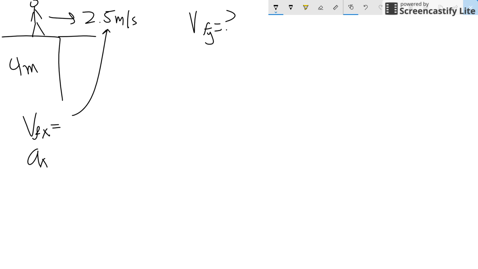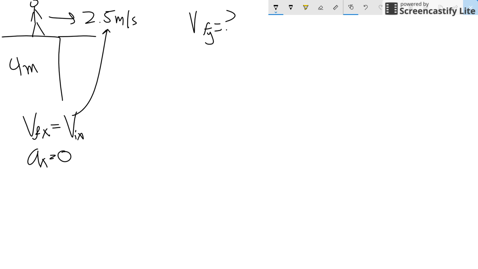Remember that acceleration in the x direction is 0, so whatever initial velocity you're given in the x direction, that's going to be your final velocity in the x direction. So that's not interesting. We only care about the y direction. Okay? Let's write down what we know.